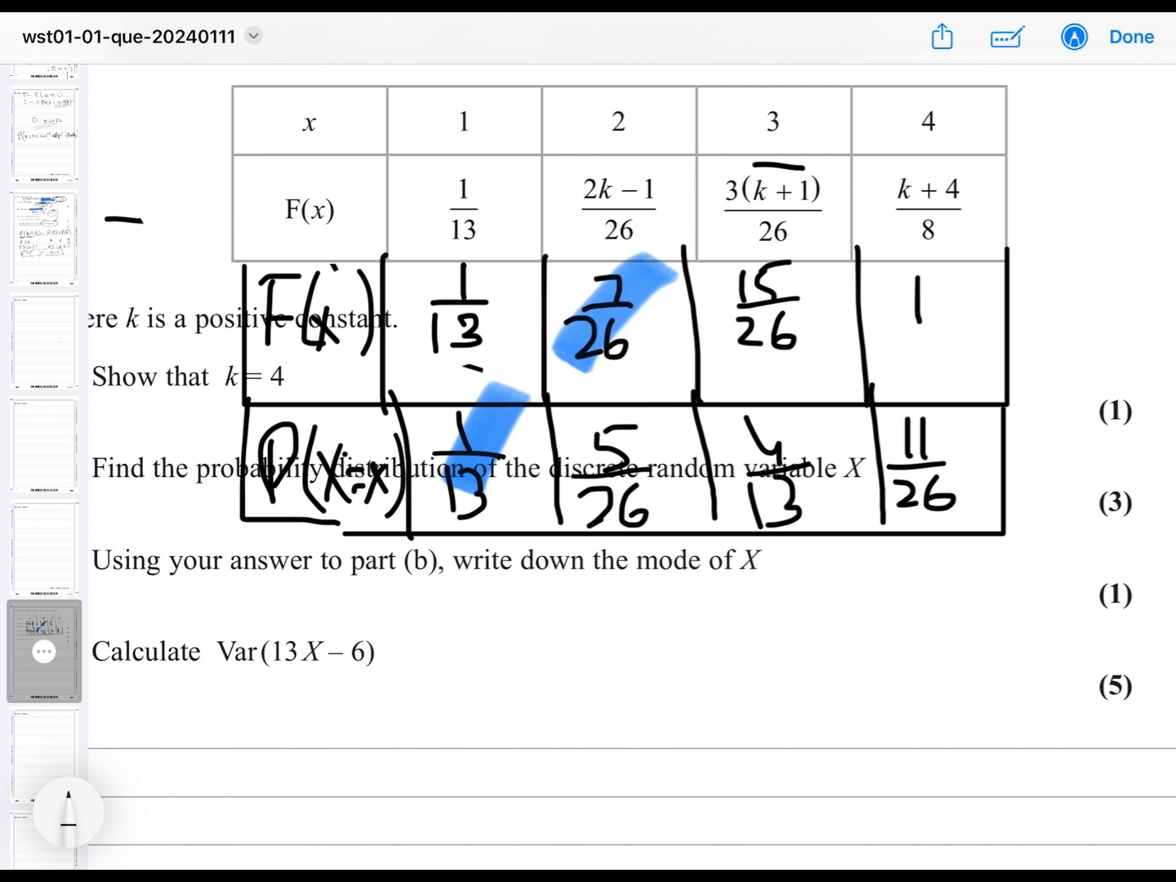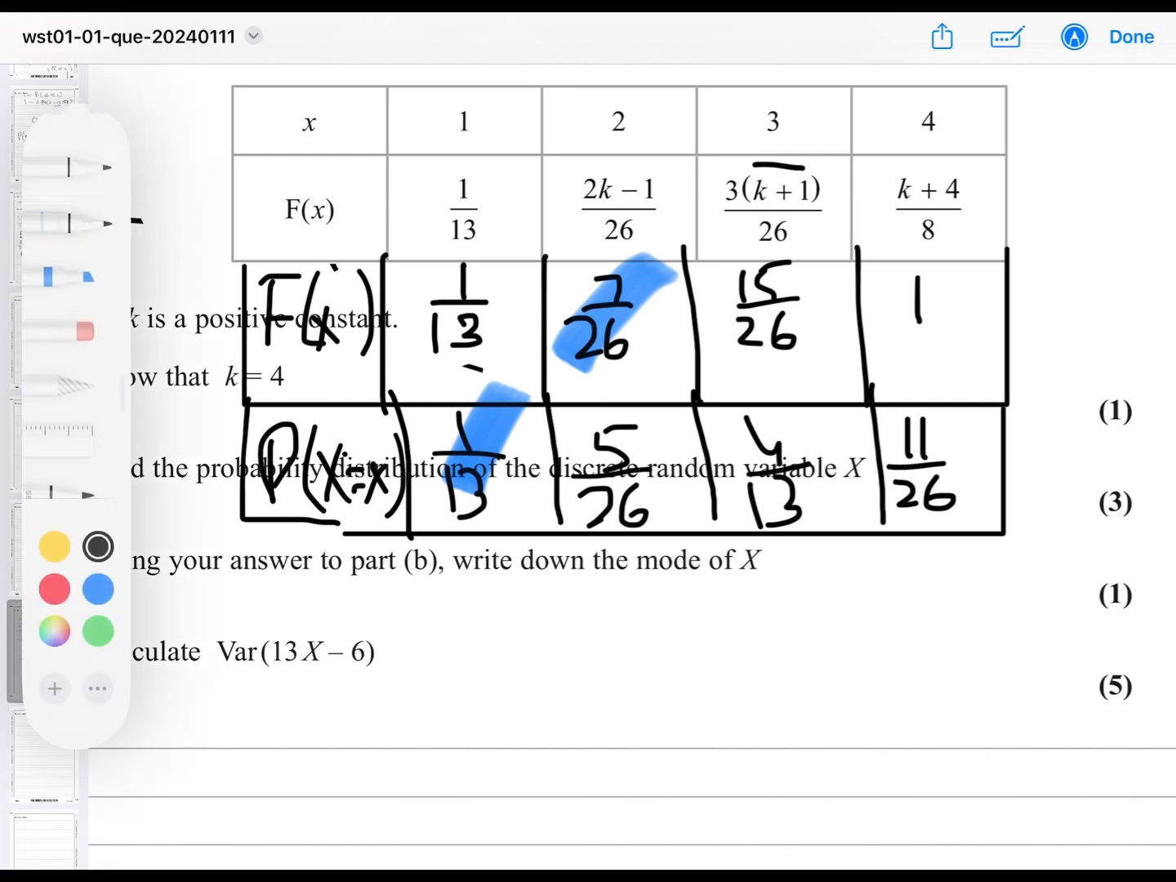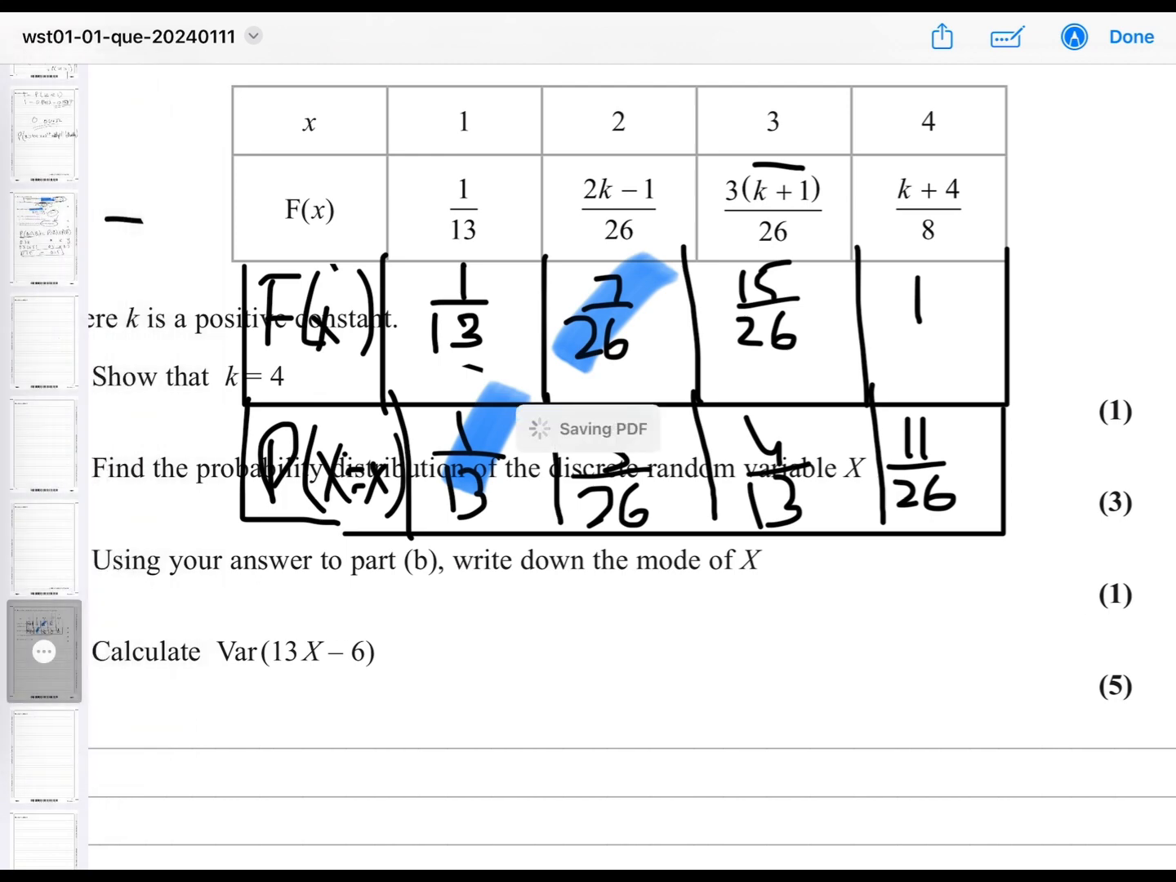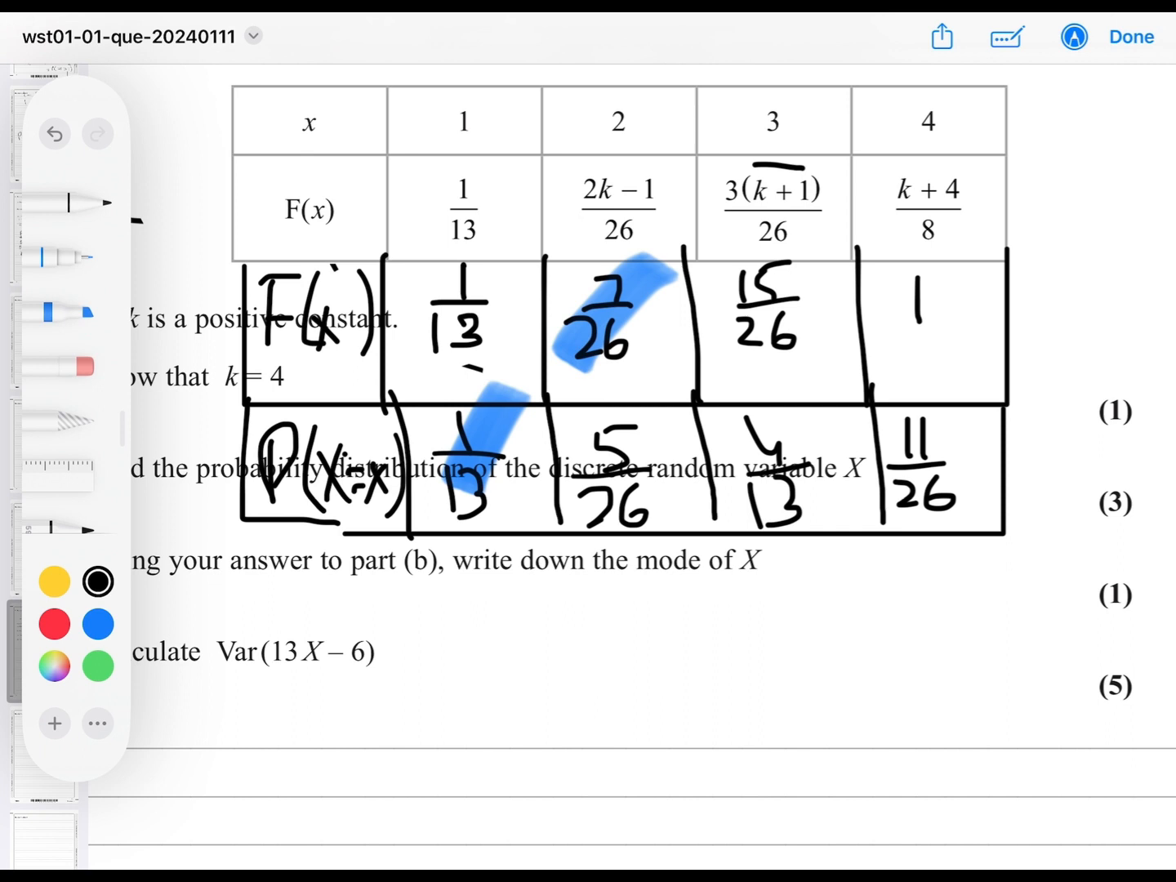Now in the third part, they're saying using your answer to part B, write down the mode of x. So the mode of x means the highest probability. The value in front of the highest probability will be the mode. You have learned that the mode means the highest frequency. So here the highest probability gives the mode. In front of the highest probability, the value will be the mode. Okay, so now what is the highest frequency?